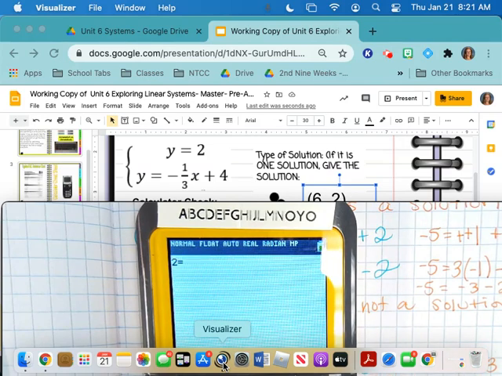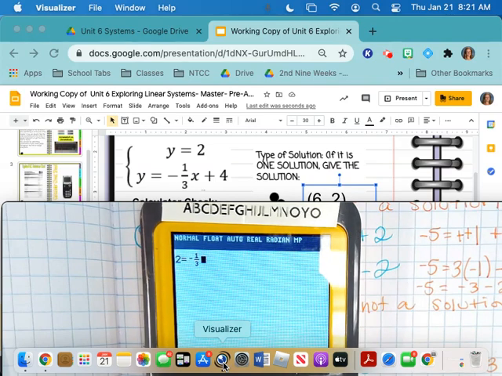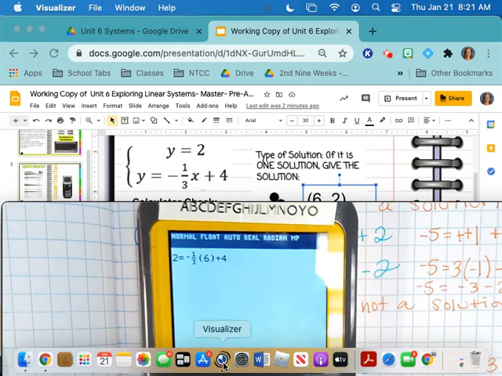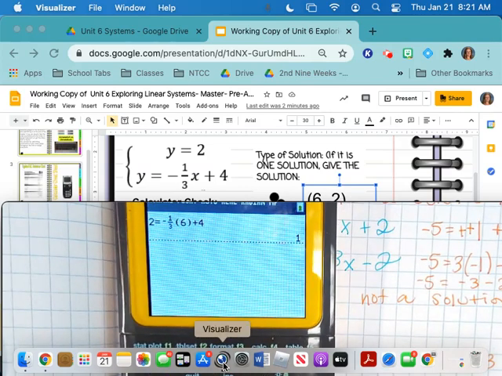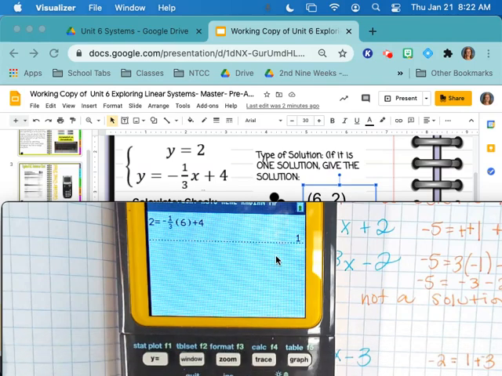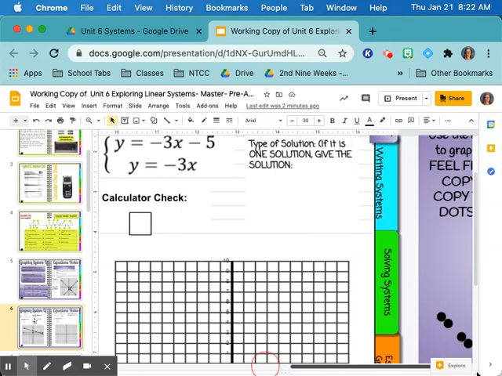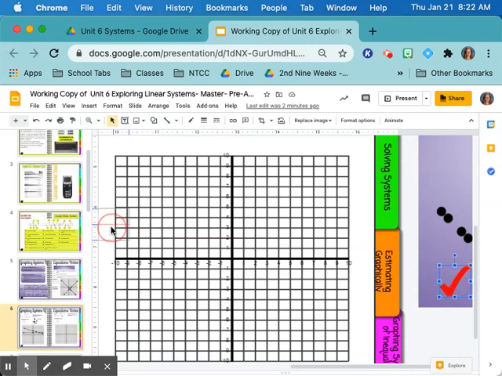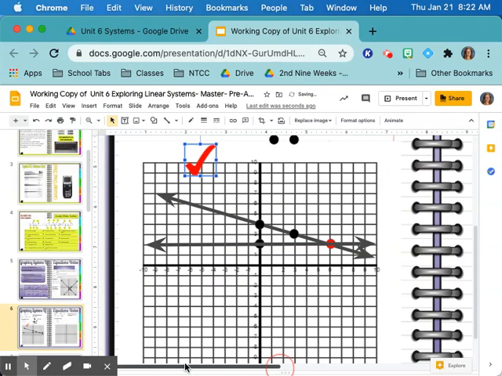2 equals negative 1/3 times x, which is 6, plus 4. If it's a 1, that means it's true. If it says 0, that means it's not true. So we did the calculator check. It was second math to get the equal sign on there. Calculator check, so get that little check mark over here, showing that we did check it.